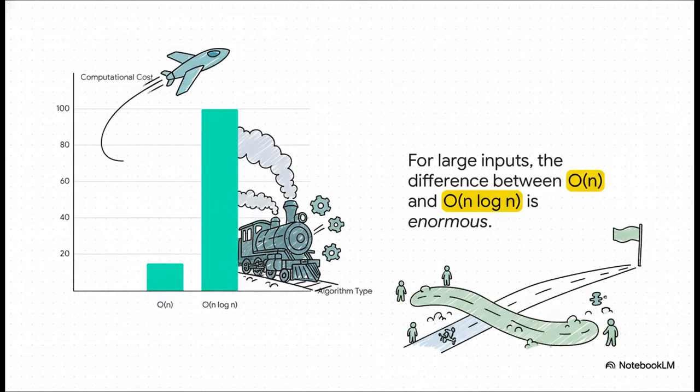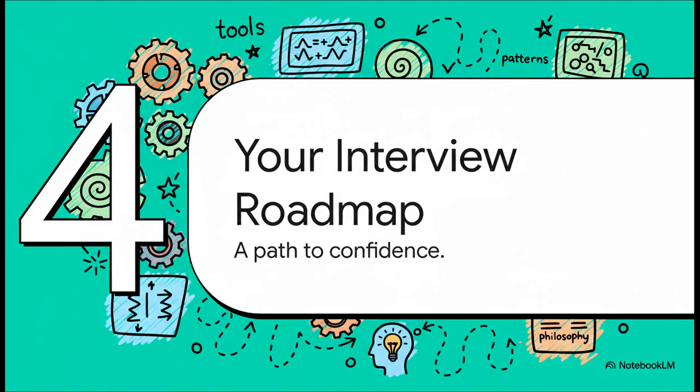And this chart just drives the point home. When your input size gets really big, the difference between O(n) and O(n log n) isn't just a little bit, it's enormous. Choosing the right algorithm can be the difference between a system that flies and one that just grinds to a halt.